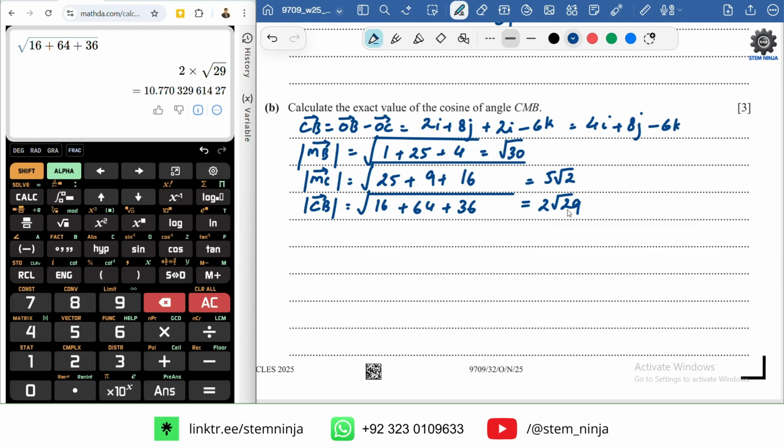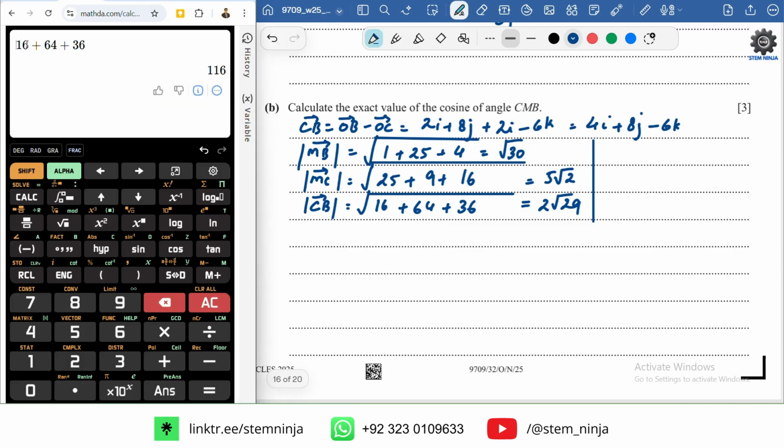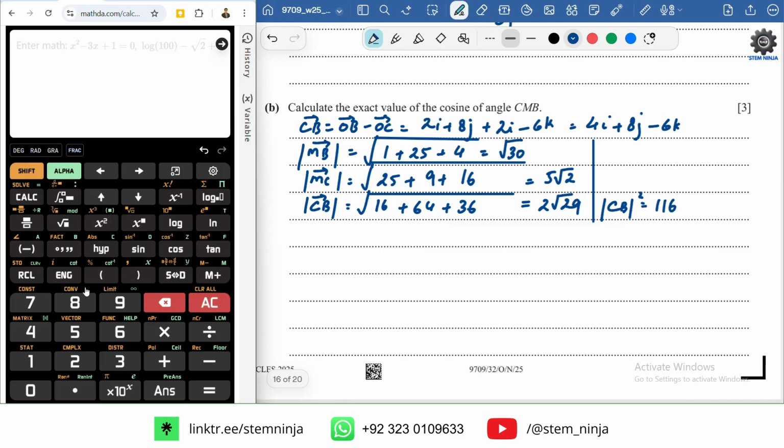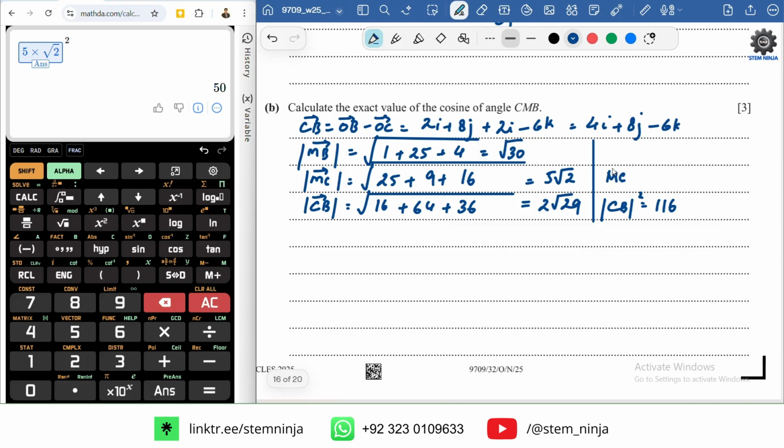So actually I think we should have kept them as squares. Alright, so if I remove the square, this is 116 and 5 root 2, 50, and this would be just 30, right?